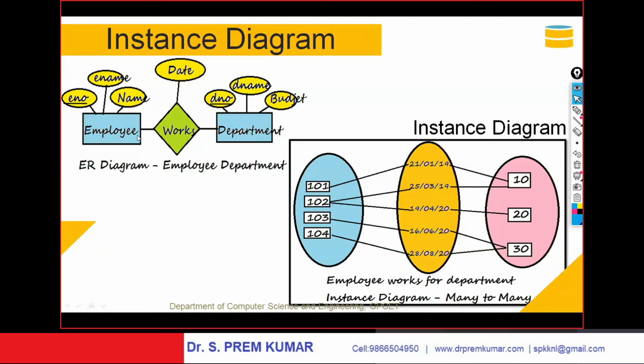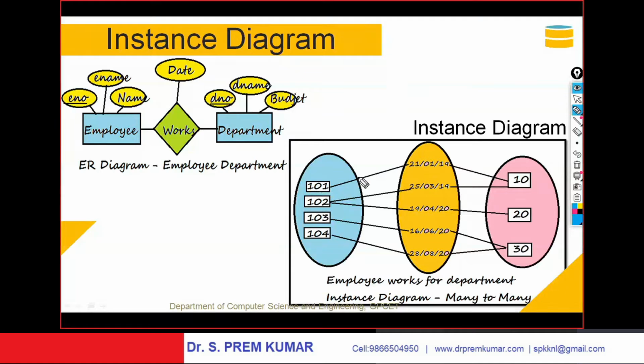Suppose you take some data and show what is happening, that is called an instance diagram. You observe this instance diagram. This is nothing but employee details. I am not taking all attributes. I am just concentrating on employee number. Employee number 101 is working for department 10. Employee number 102 is also working for department 10. You observe the relation, instance diagram.